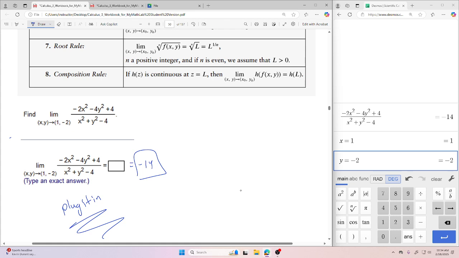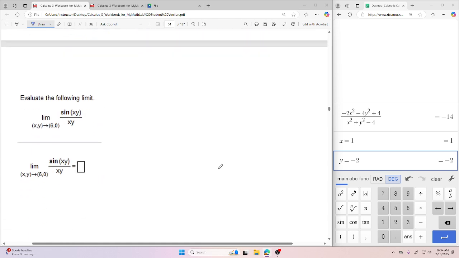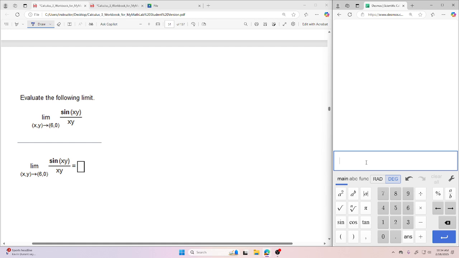Good with this, though? Happy times, right? Let's try another one. So here, plug it in, right? Of course, now we're going to be disappointed, but I want to see what Desmos says. So this is always a good starting place. If I don't know what to do or I'm kind of confused, let's just plug it in, see what happens. So I got x equals 6, I got y equals 0. Okay, perfect.